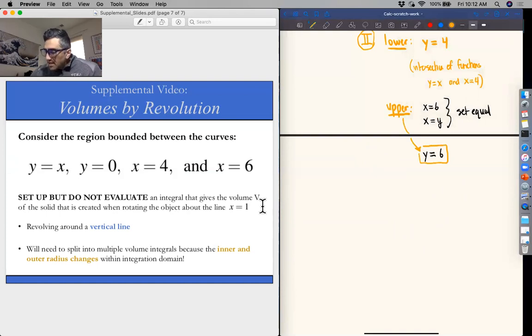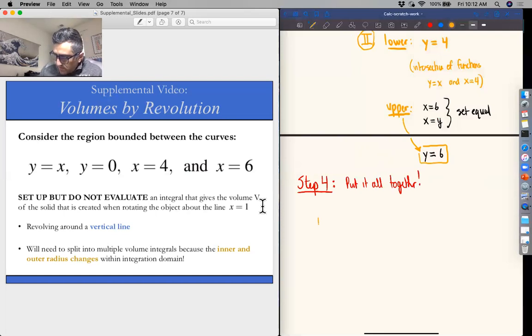All right, so that brings us to step 4. In step 4, put it all together. And I want to do this piece by piece. So let's first think about region 1's volume integral. We can write our stencil for our volume integrals that we'll fill in a moment.